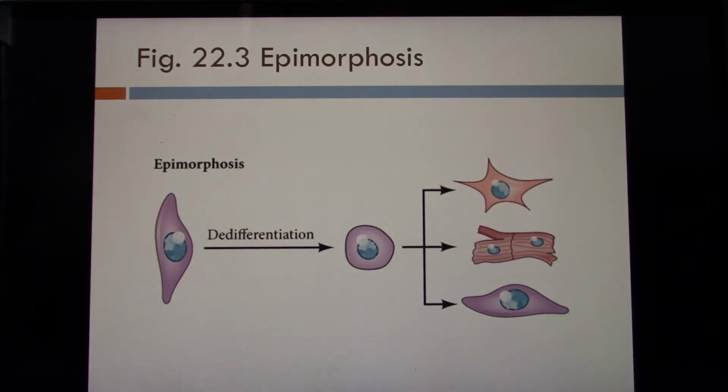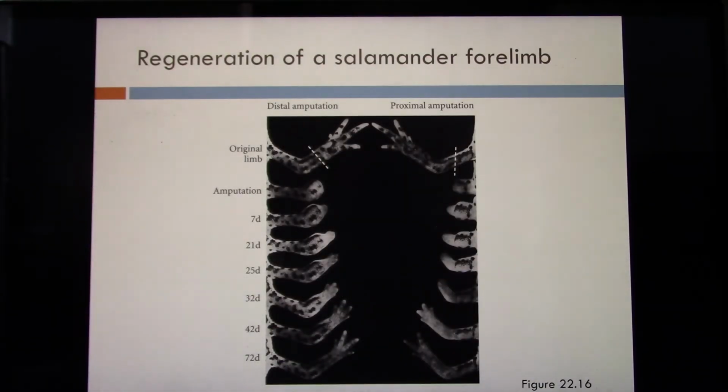So epimorphosis is the way of regeneration in which we have a somatic cell, a completely differentiated cell, that undergoes de-differentiation. It doesn't become a stem cell, but it's less differentiated than it was. And then it has the capability of re-differentiating into different types of tissue. This is what was shown graphically in the HHMI video.